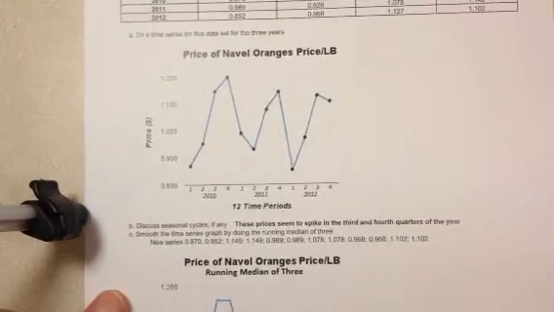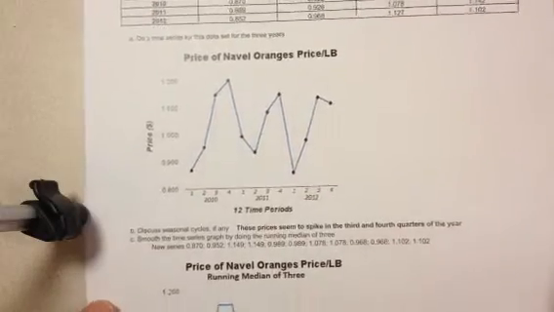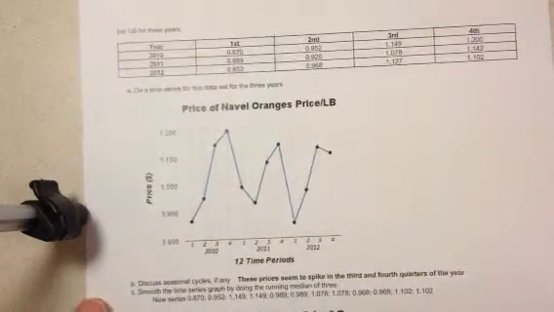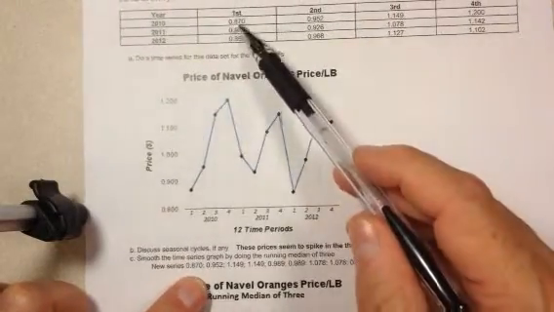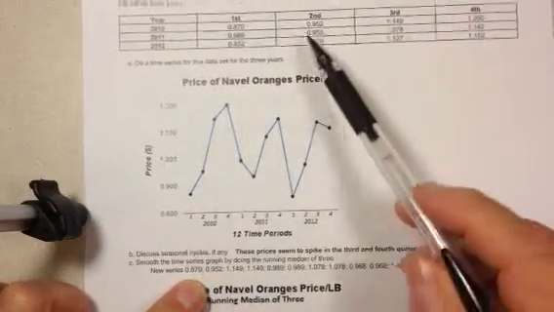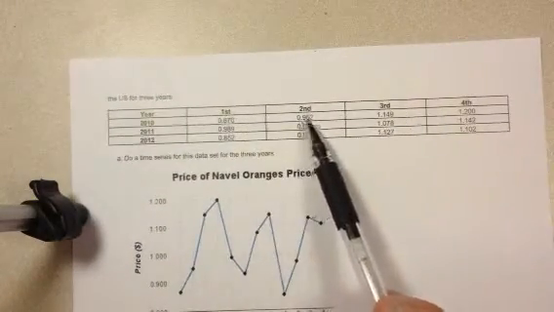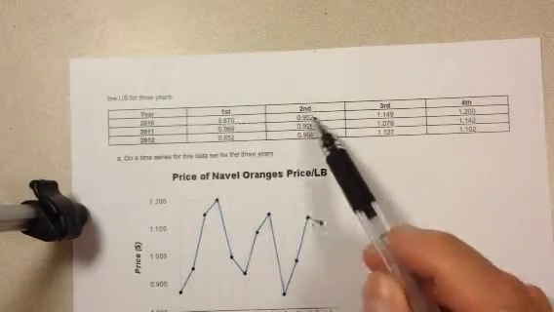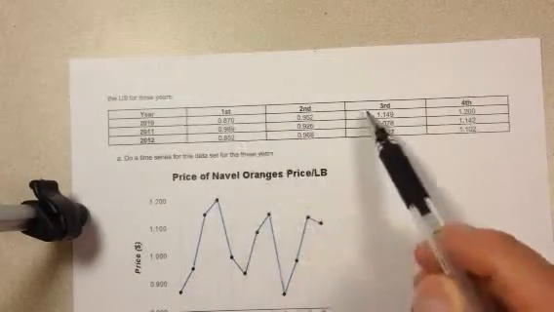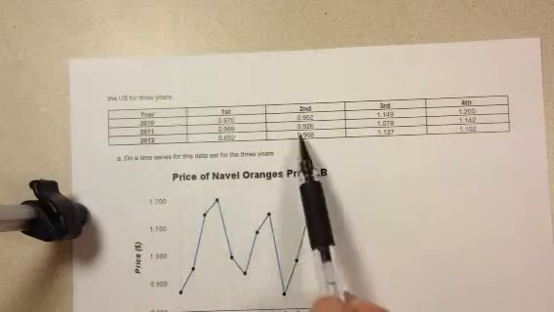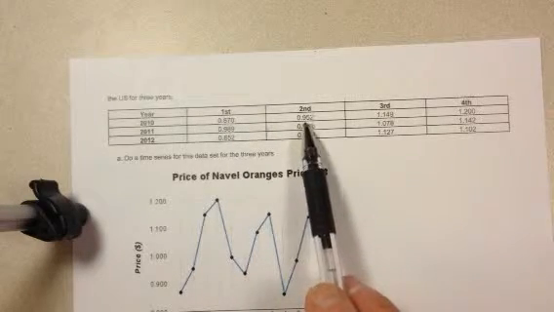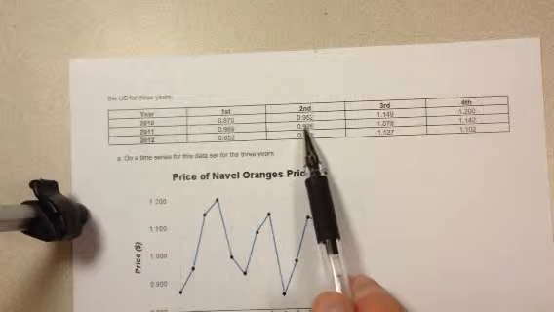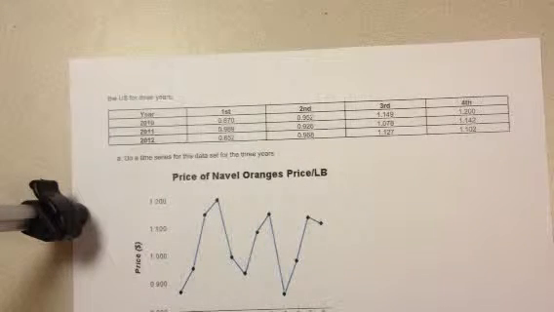And then the question says how to smooth this out using a running median of 3. Well, the key here is to understand that the first data point is just going to be copied down, 0.870. Then when we get to the second data point, 0.952, we're going to take the three numbers that surround this number, and we're going to take the median for those three numbers. So the middle number for these three numbers, 0.870, 0.952, 1.149, is actually 0.952, so nothing's really changed so far.